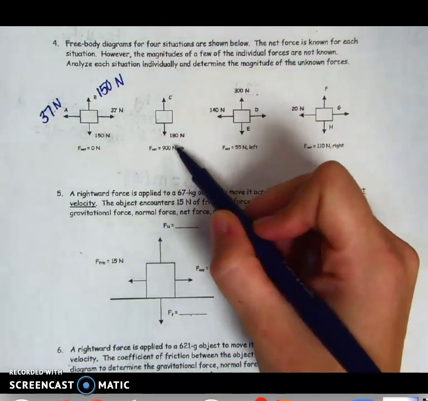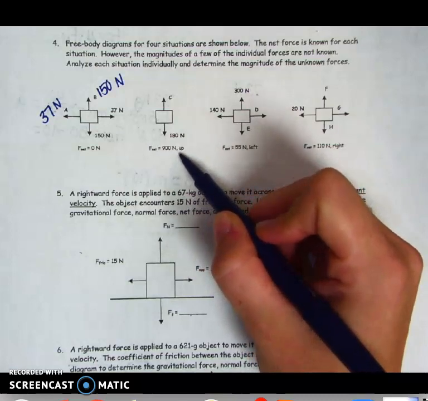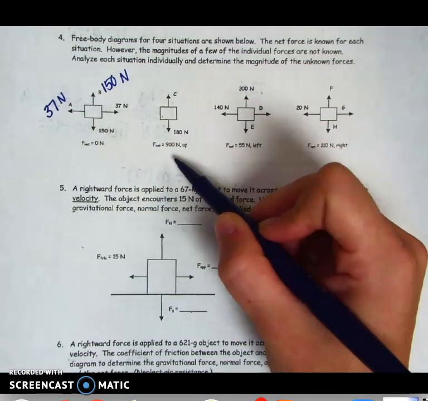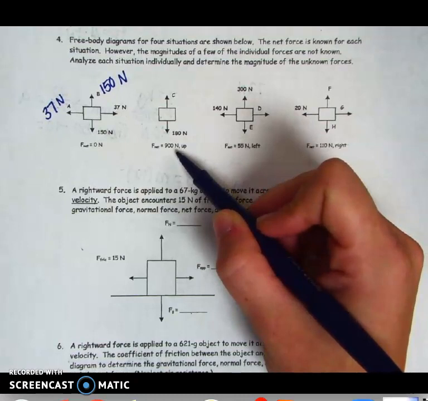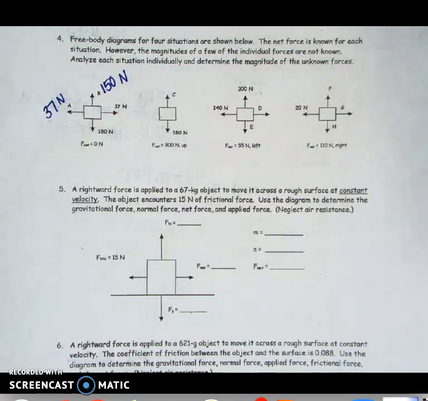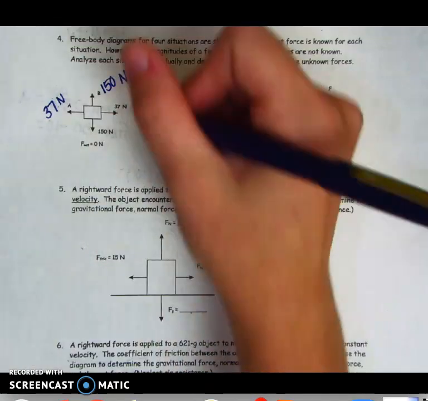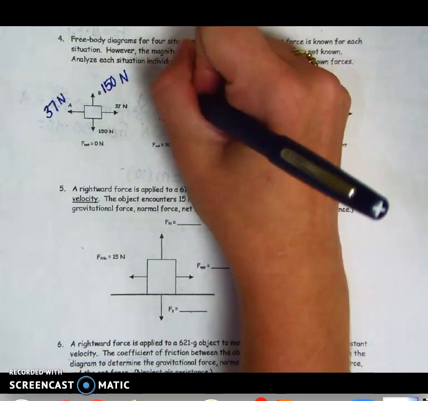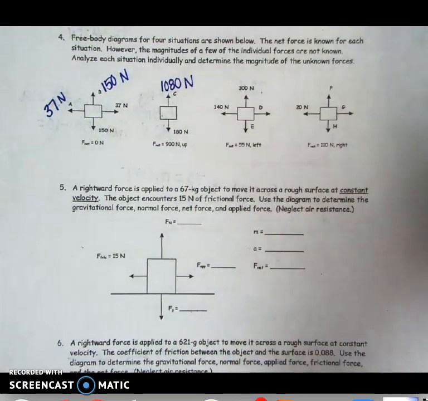However, if it says we have 900 newtons going up, we know that our force going upward has to be at least 900 newtons greater. So all we need to do is take that 180 and add 900 to it. And so we're going to end up with 1,080 newtons. And you should be able to figure out the rest from there.